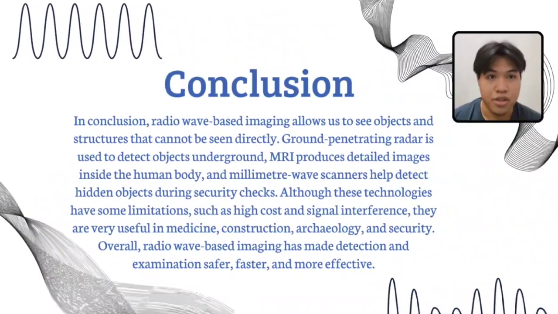Radio wave-based imaging allows us to see objects and structures that cannot be seen directly. Ground penetrating radar is used to detect objects underground. MRI produces detailed images inside the human body, and the millimeter wave scanner helps detect hidden objects during security checks. Although these technologies have some limitations such as high cost and signal interference, they are very useful in medicine, construction, archaeology, and security. Overall, radio wave-based imaging has made detection and examination safer, faster, and more efficient.